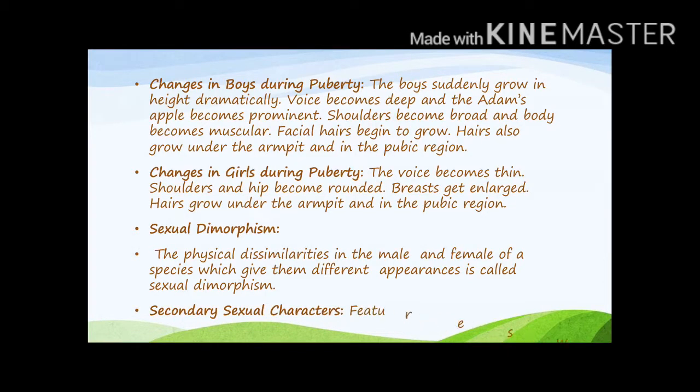Next come the secondary sexual characters that appear after this stage when puberty starts. These features which highlight sexual dimorphism are called secondary sexual characters. So the characters which appear after the dimorphism are called secondary sexual characters.